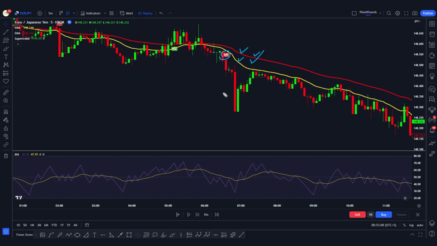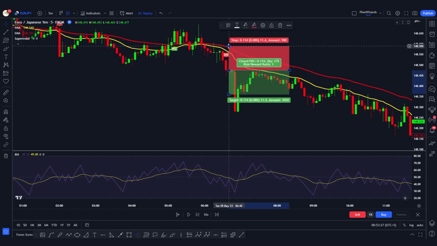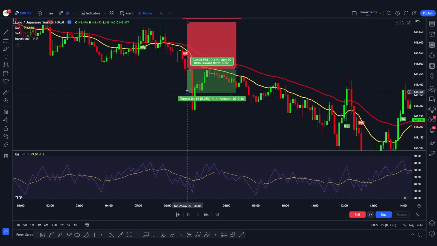And the last and final condition that we need to check is that this oscillator of the relative volatility should be below this EMA. This would mean that there is enough sell volatility, and we can go ahead and take a short position at the close of this candle here. So let's go ahead and put our short position at the close of this candle, and we're gonna put our stop loss at the last swing high, and we're gonna target 1.5 risk to reward ratio.